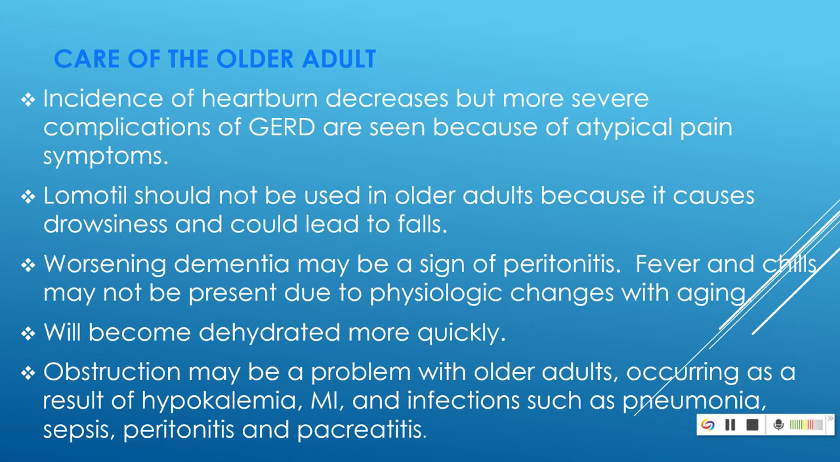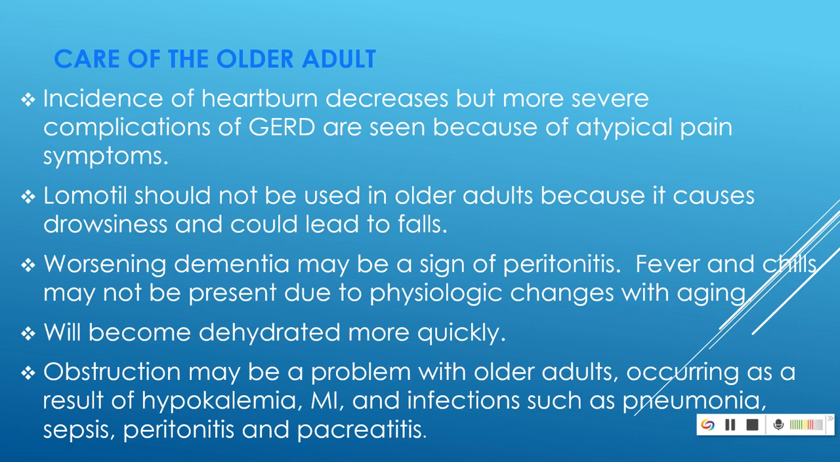We already said Lomotil should not be used in older adults because it causes drowsiness, and then that drowsiness can lead to falls. Worsening dementia may be a sign of peritonitis in an older adult. Why? It's an inflammatory process, an infectious inflammatory process. Their immune system does not react as quick as someone younger. So their problem may be going on longer before they show any symptoms, so they can be having more of a decreased blood pressure, decreased perfusion, and that would be what causes their level of consciousness change.